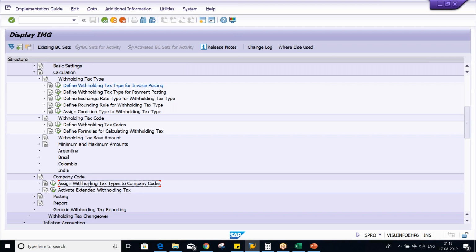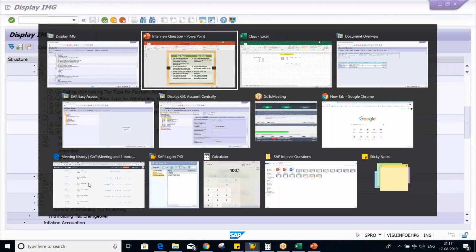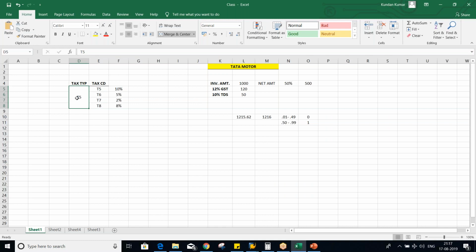So whichever tax types you have set up, those tax types are going to be assigned. Where is this tax type going to be assigned? It is going to be assigned against the company code. Okay, if your company code is, let's suppose, PM01, then against this company code, what is happening, guys? The tax type is going to be assigned.